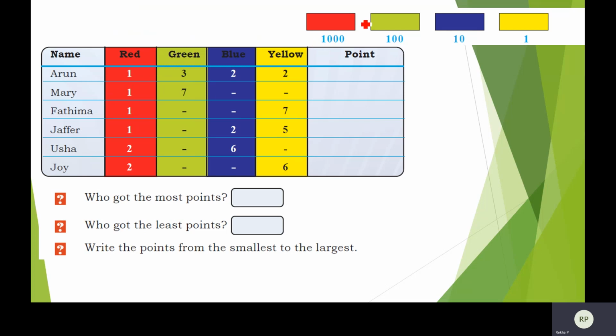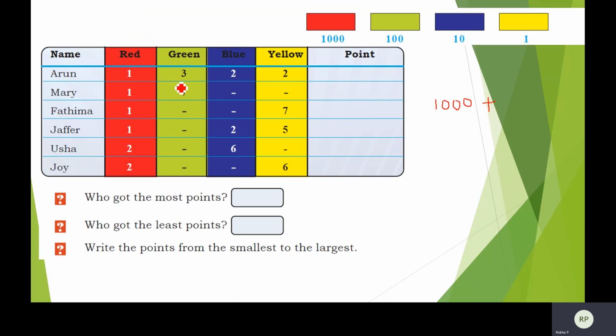So 1 red card means how many points? For 1 red card, 1000 points are there, and he has got only 1 red card. So it is 1000. He has collected 1000 now with this 1 red card. So now what you have to do? To the 1000 you have to add the remaining things.